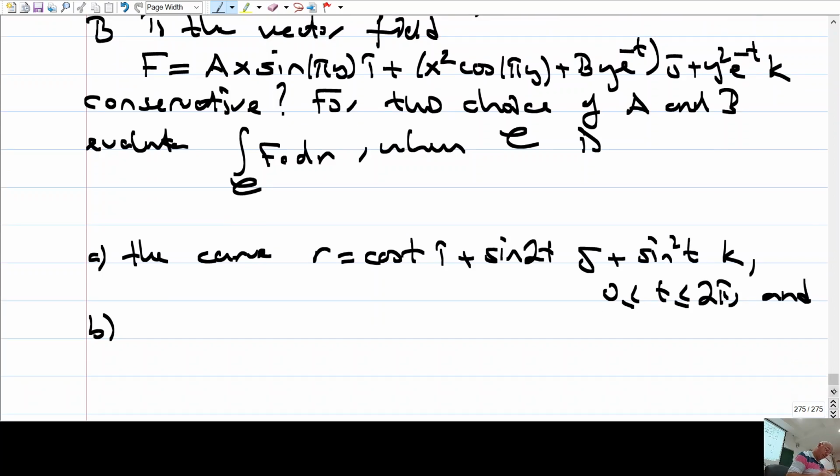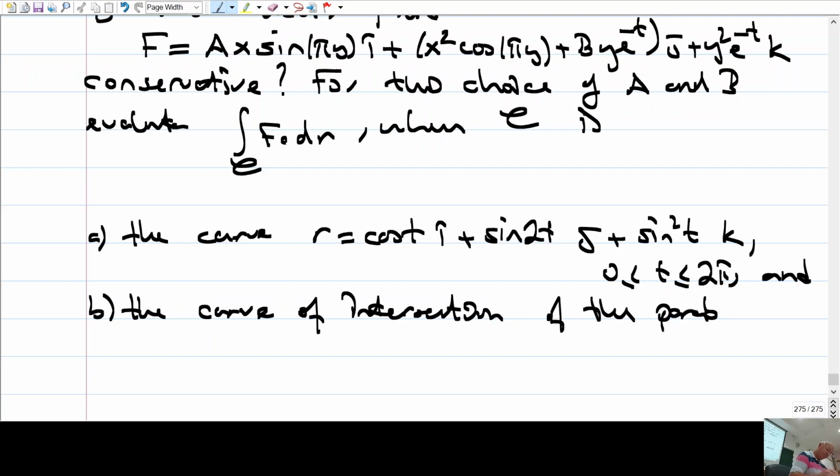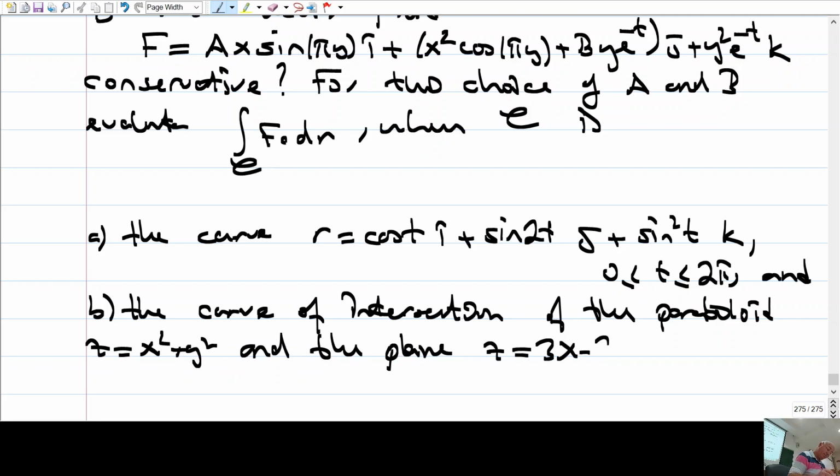is the curve of intersection of the paraboloid z equals x squared plus y squared and the plane z equals 3x minus 2y, from 0, 0, 0 to 1, 1/2, 2. Okay.